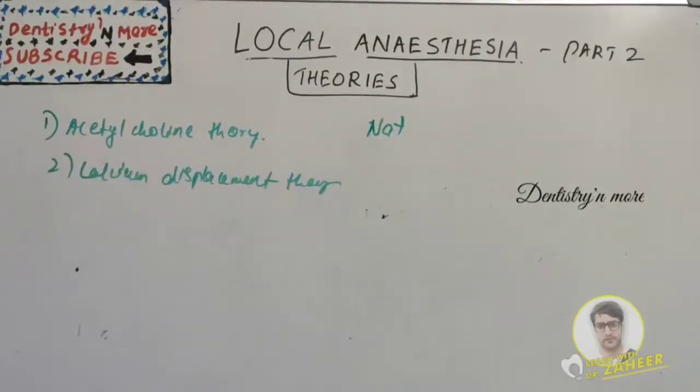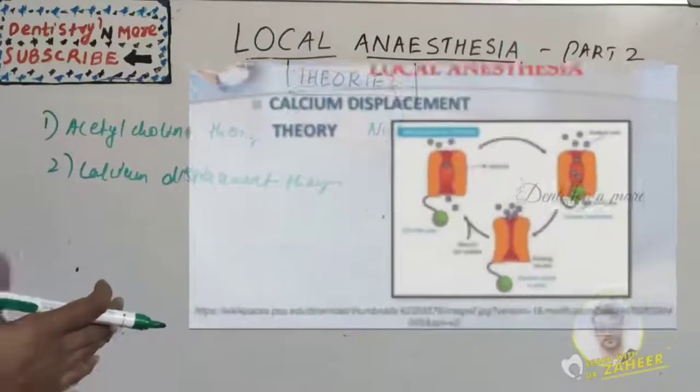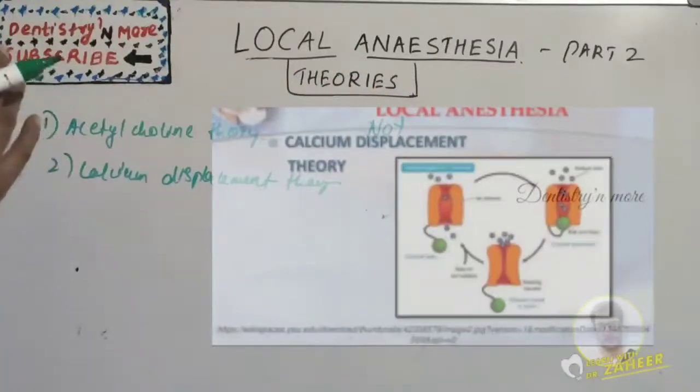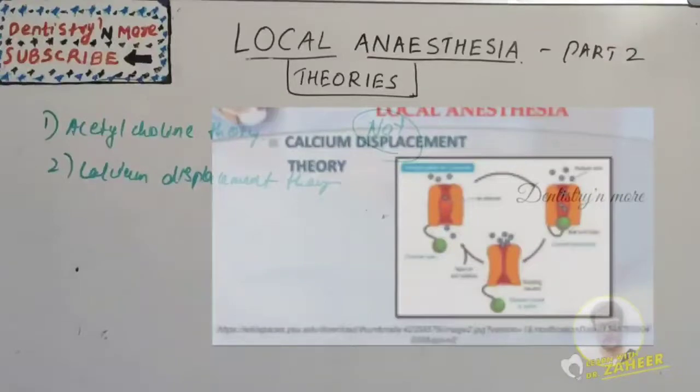The second theory was the calcium displacement theory. This theory states that the nerve block, or local anesthetic nerve block, was produced by displacement of calcium from some membrane site which controlled permeability of sodium. Sodium is the key element involved in local anesthesia, because we have seen in our last session how sodium is involved in depolarization and repolarization. When sodium enters the cell membrane, the depolarization starts. So sodium is a key element, and the calcium displacement theory highlights the involvement of sodium.